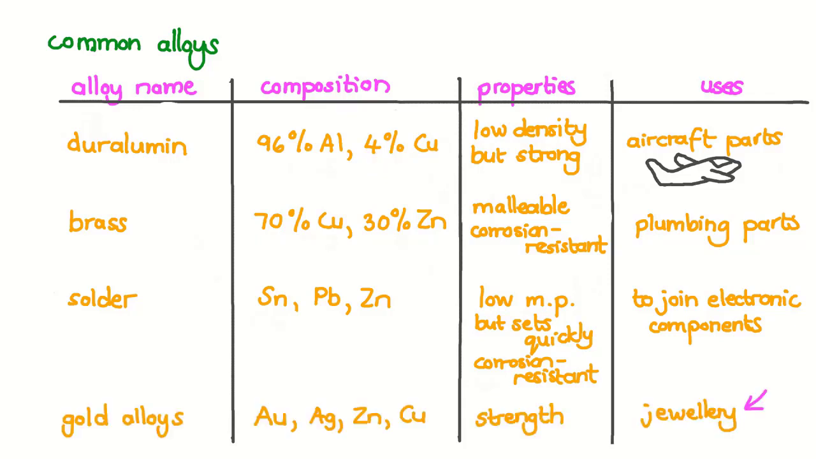Let's look at one last example. Gold jewelry is not made from pure gold. It's usually an alloy of gold, silver, zinc, and copper. The composition of a particular gold alloy will affect the strength of that gold material, as well as the color. Exactly how does alloying change the properties of a material?